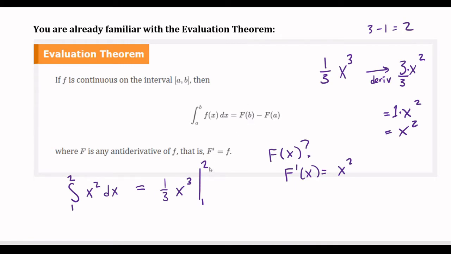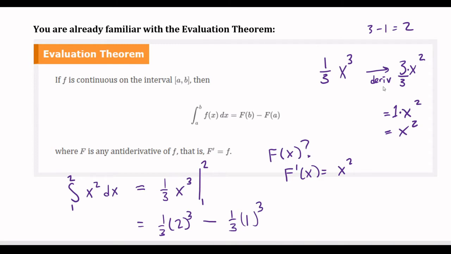Take B first, that's the top number, plug it in. So 1/3 times 2 cubed, because I'm plugging the 2 in here, minus 1/3, and then 1 cubed. That's the evaluation theorem, right? You take the antiderivative, which, remember, we have rules for this, just trying to remind you how we thought through some of these rules. But there are rules for doing these integrals. And so I'll remind you of what this rule is for x squared. And we'll learn more rules for more functions as we go through.